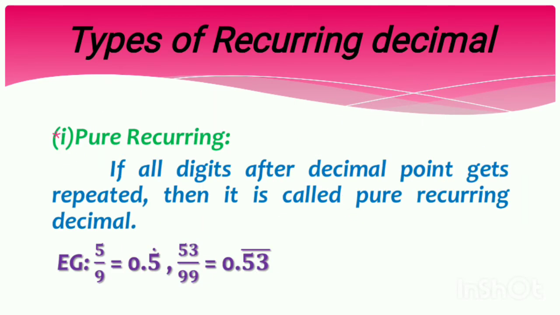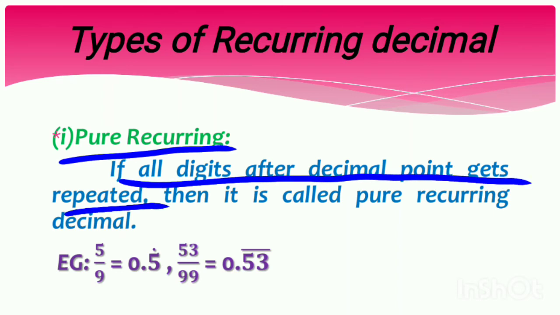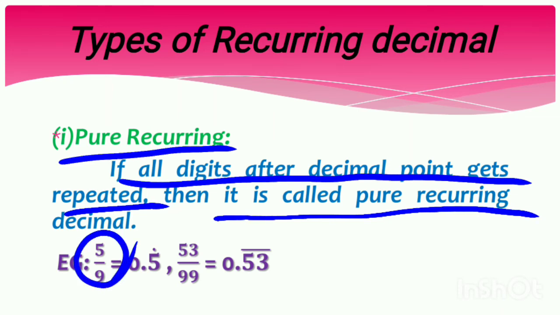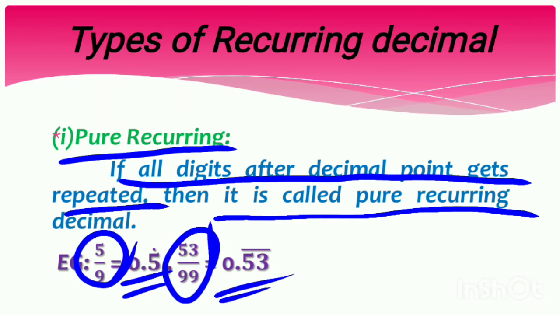Let's see what the types are. Pure recurring means all the digits after the decimal point get repeated. Then we call the decimal number a pure recurring decimal. Here 5 by 9 is equal to 0.55555, which is nothing but 0.5 with a dot above. Similarly 53 by 99 can be written as 0.53 with the whole bar, meaning 53 is getting repeated. In both cases all the digits after the decimal point are getting repeated.